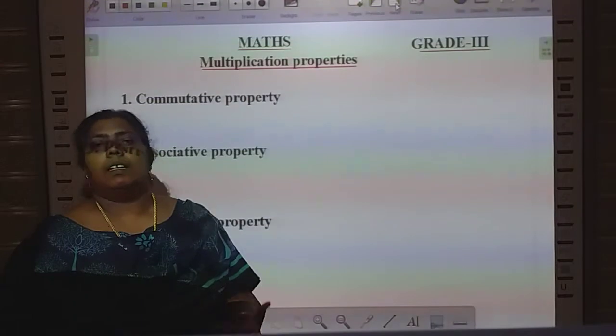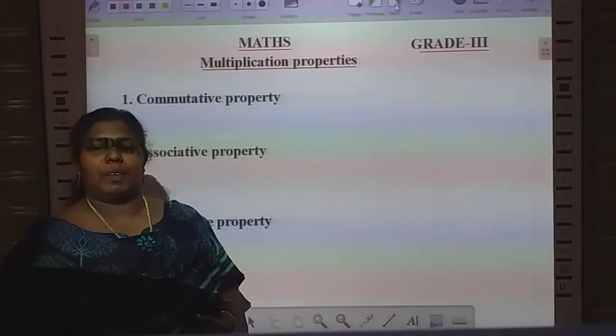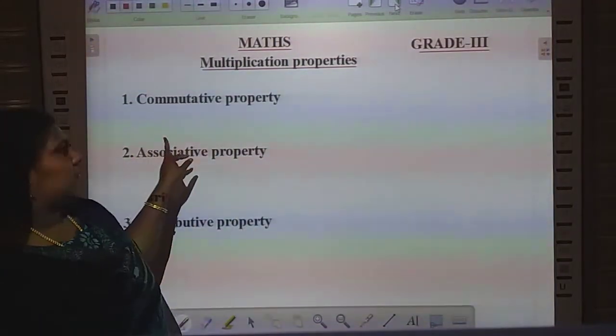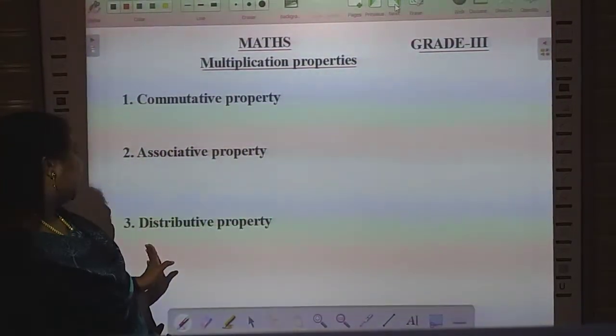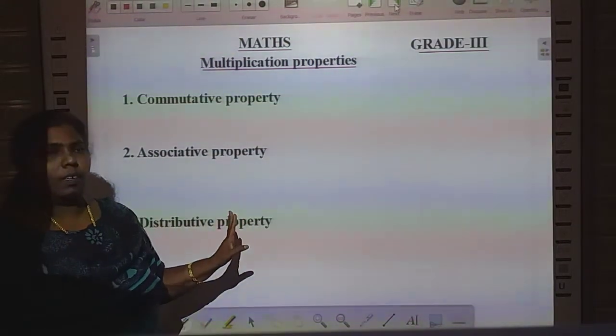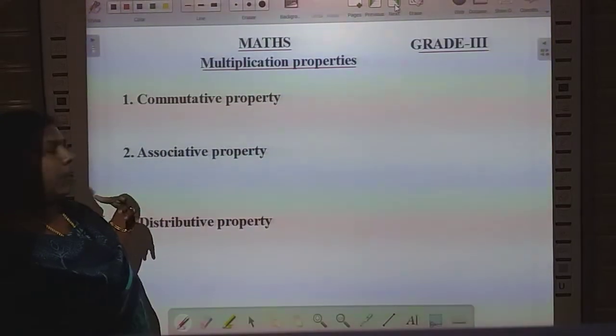Right? Yes. How many properties we learned? Do you remember? Yes. How many properties? 3 properties, right? That is commutative property, then associative property, then what? Distributive property. Yes. Just recall what these 3 properties are. First, commutative property.